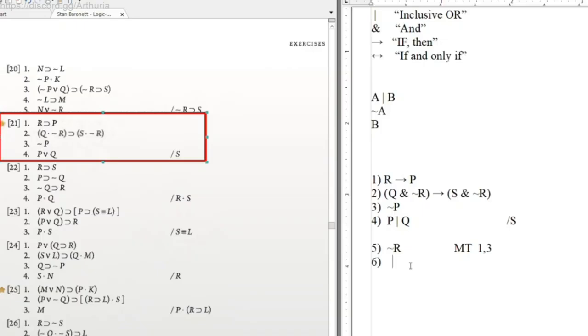Good ideas. We know S is true here, though. So what do I need to get S out of this chunk?